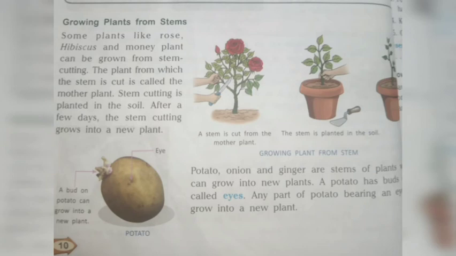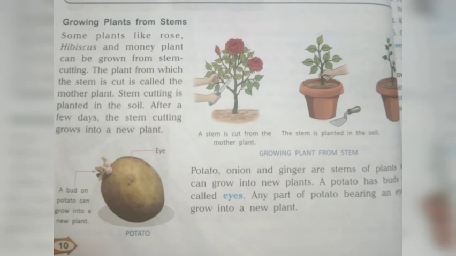Growing plants from stems. Some plants like rose, hibiscus and money plant can be grown from stem cutting. The plant from which the stem is cut is called the mother plant. The stem cutting is planted in the soil. After a few days, the stem cutting grows into a new plant.